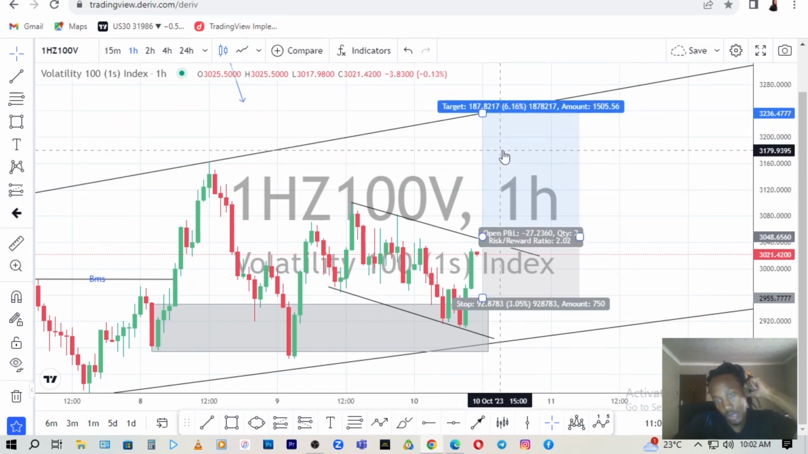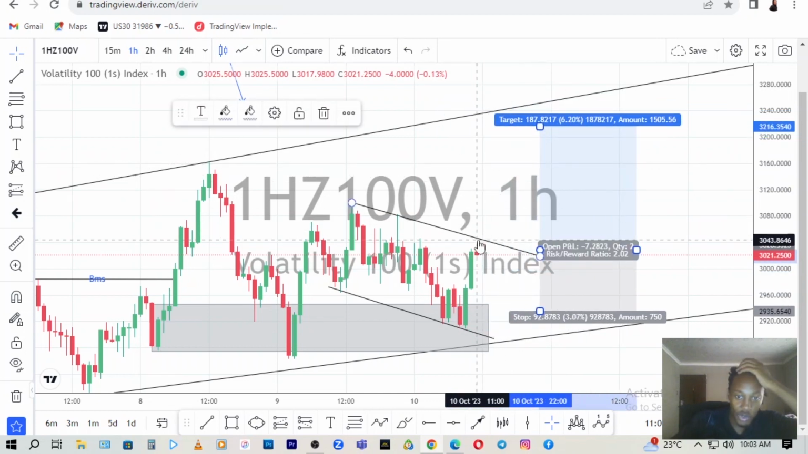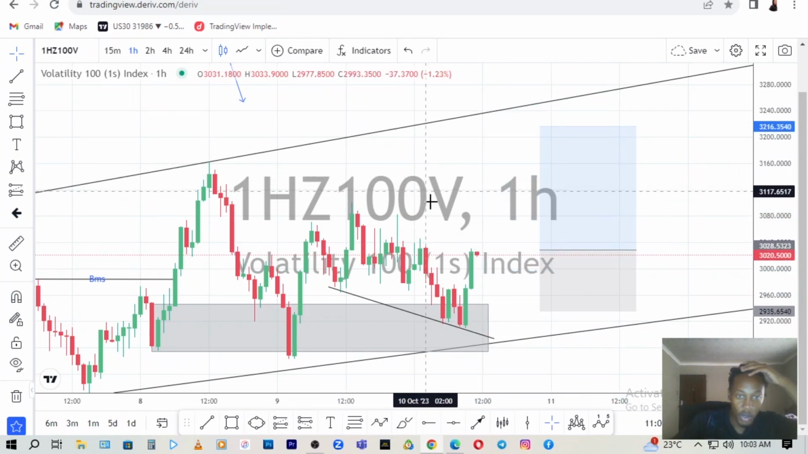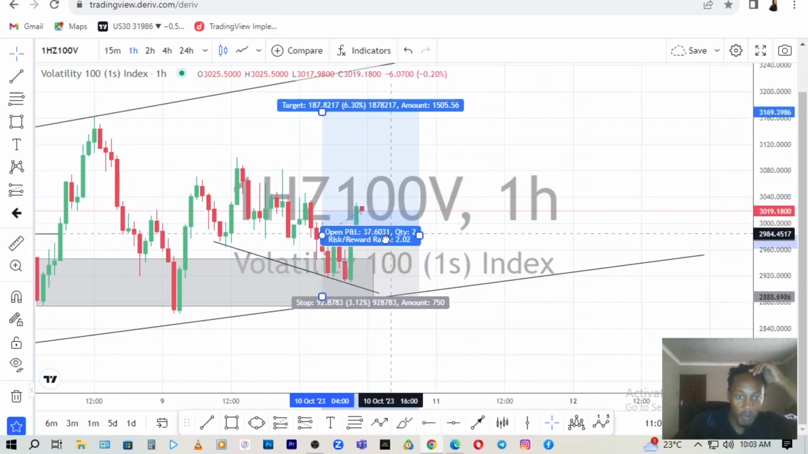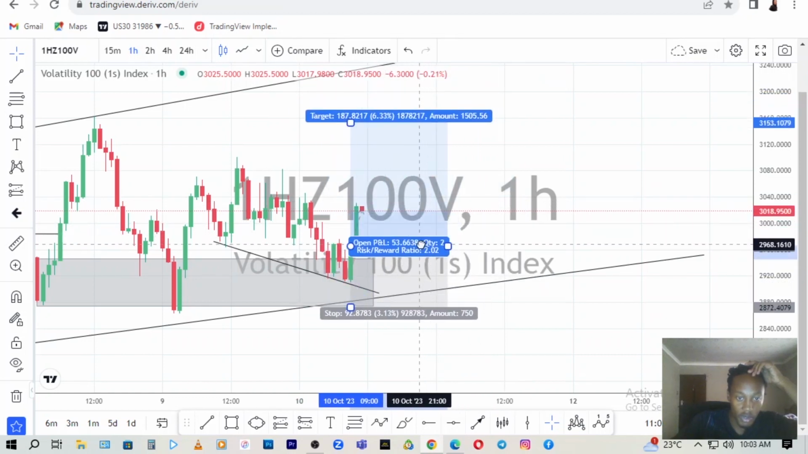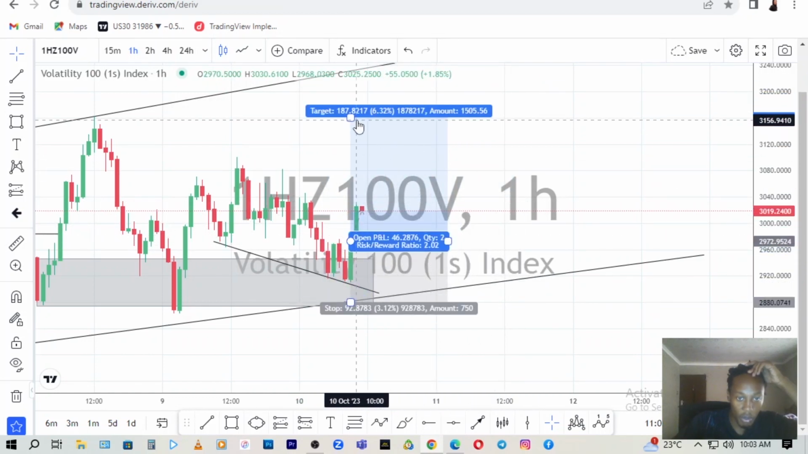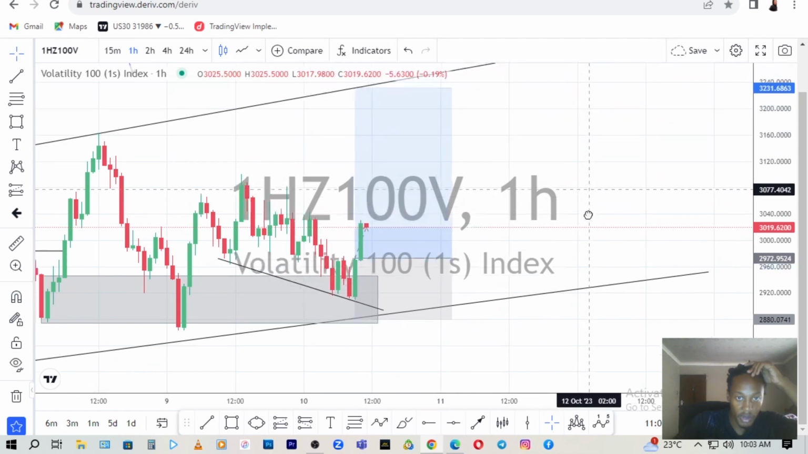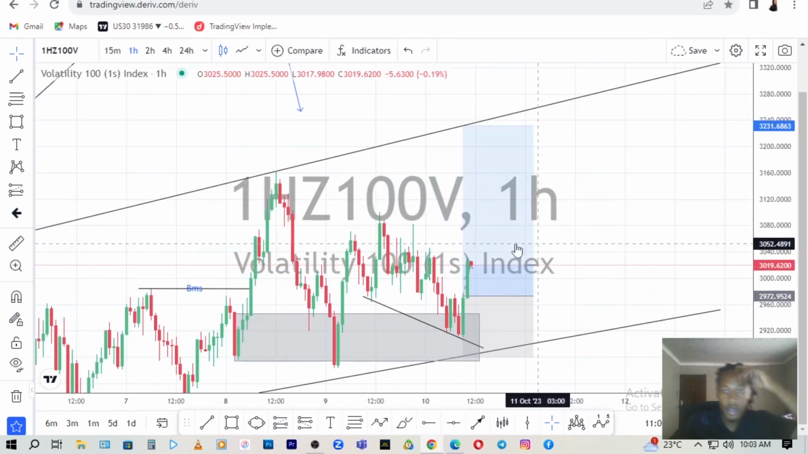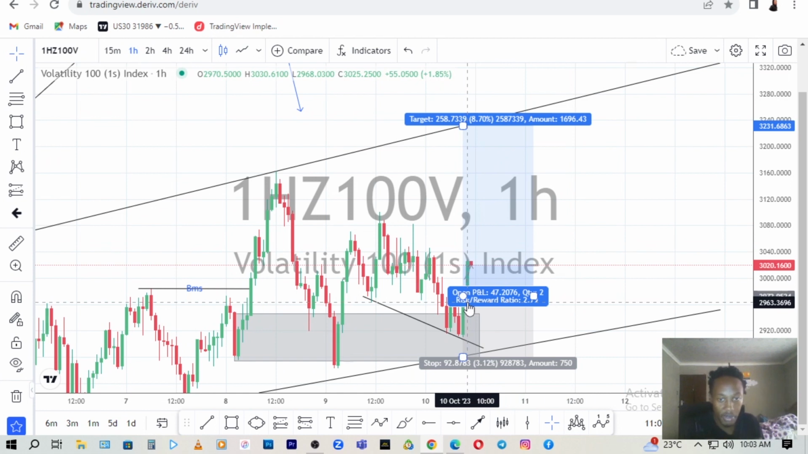So probably if I don't use these structures, normally what I do is I enter off the bullish engulfing or bearish engulfing. Bullish engulfing or bearish engulfing. So yeah guys, that's my market breakdown on Volatility 25 and Volatility 100s.